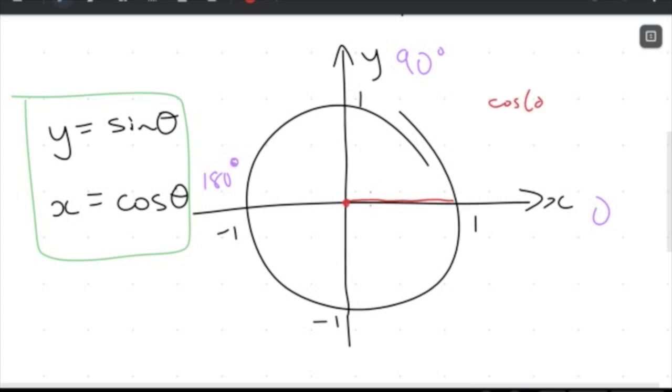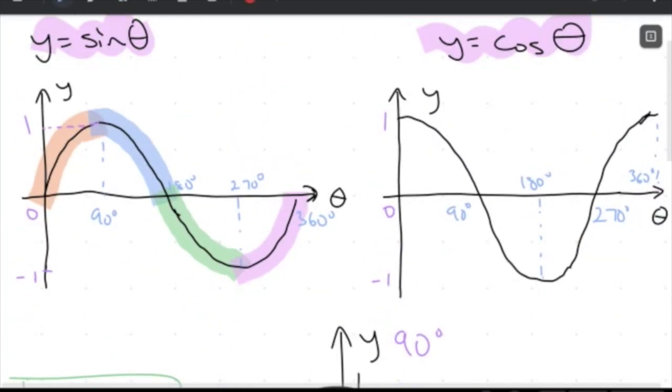Well, cos of 0, that's going to be my adjacent over my hypotenuse. Now, my hypotenuse is 1. My adjacent is, we can just say that that's 1, because this is my horizontal part. So I have 1 over 1. So at 0 degrees, my cos is 1. And I see that up here. At 0 degrees, we start off at 1 here in the cos.